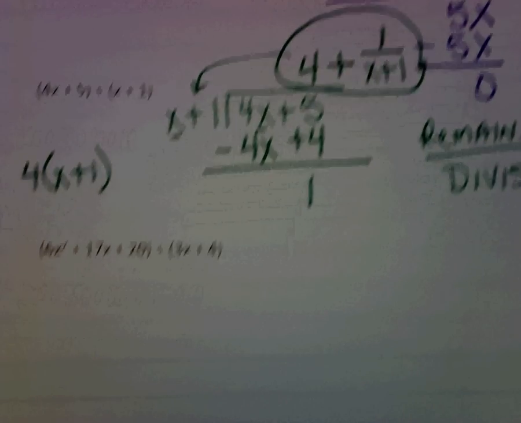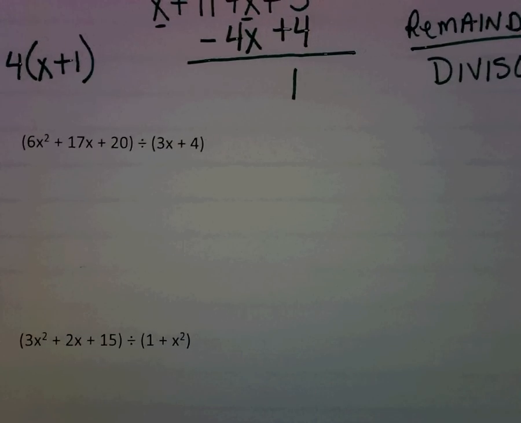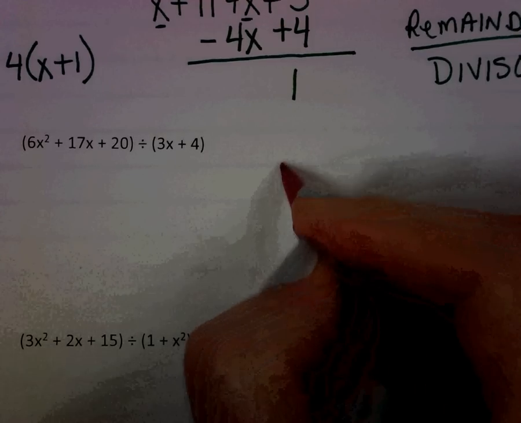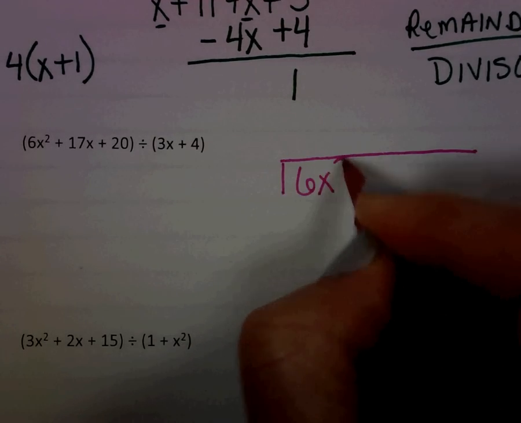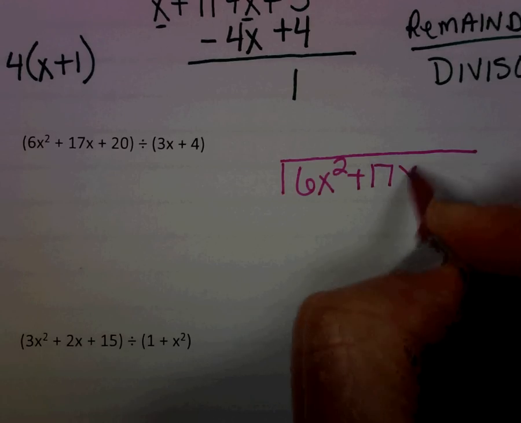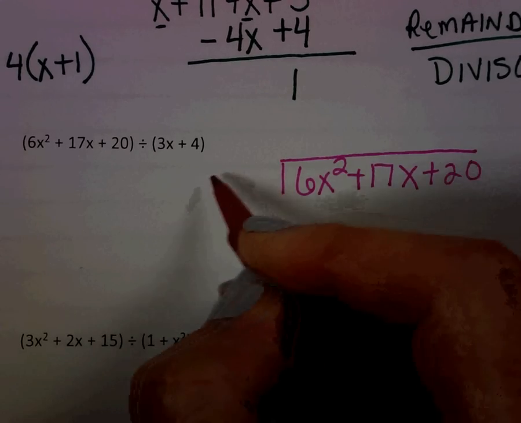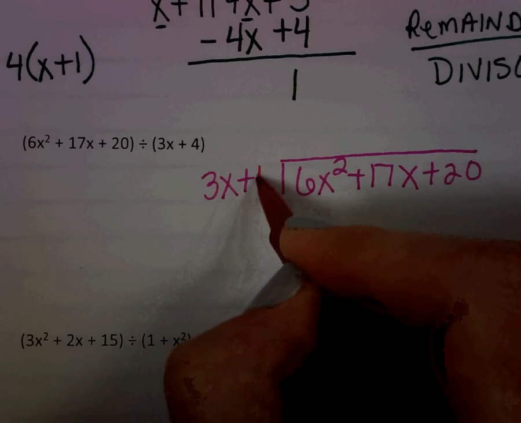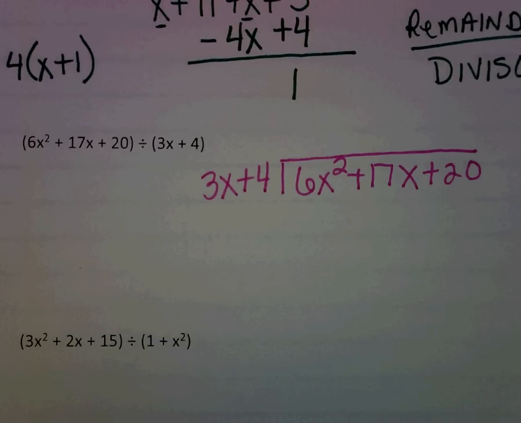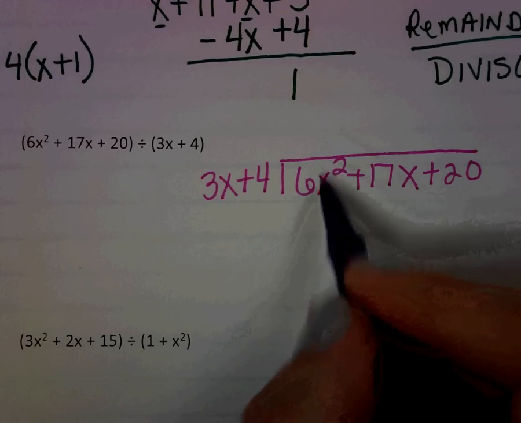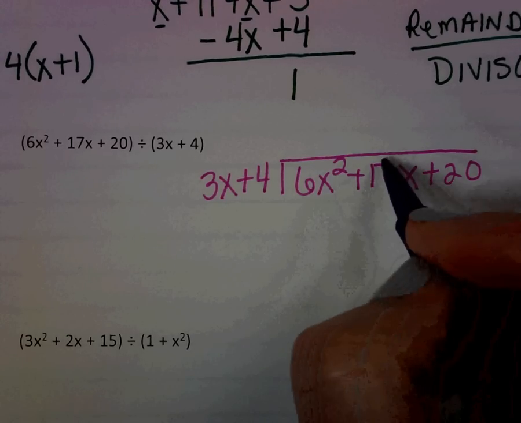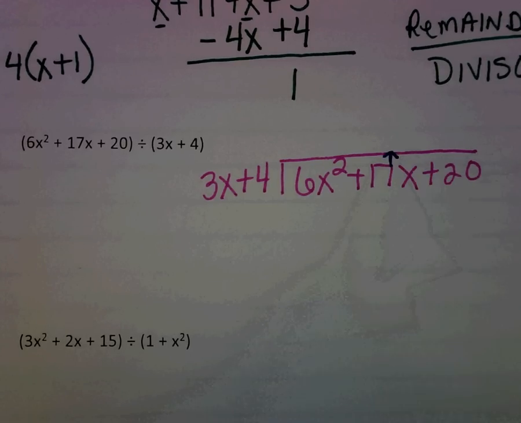Okay, let's set up the next example. By now you should start getting familiar with it. So this time we have a trinomial divided by a binomial. We know that 3x plus 4 can't go into 6x squared, so we're not going to put our first term there. We're going to put it here above the 17x.